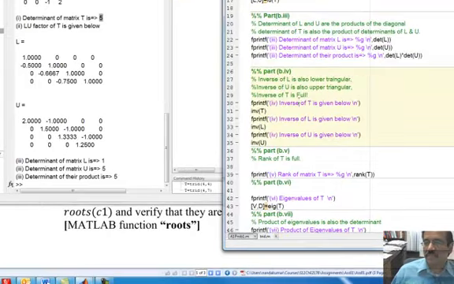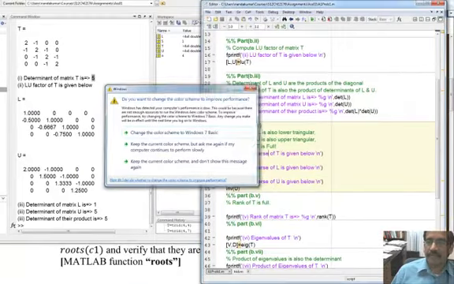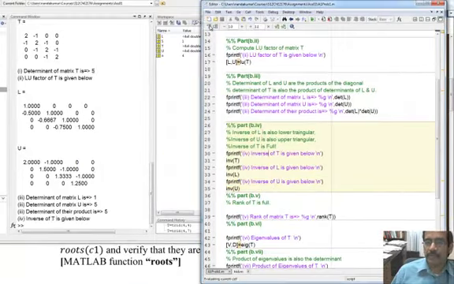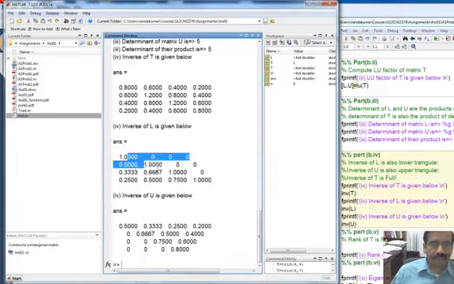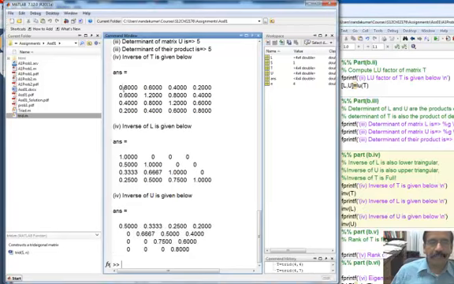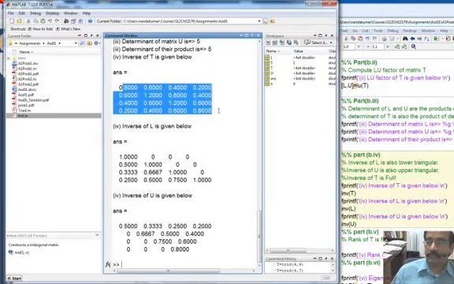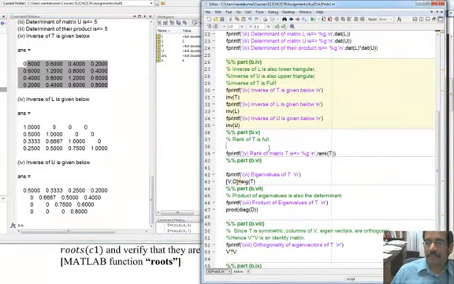Here we are asked to calculate the inverse of T and inverse of L and inverse of U. Okay, so let's execute that. So you'll have inverse of L, which is also lower triangular, inverse of U, which is also upper triangular. And the inverse of T is a full matrix. Even though T is a tridiagonal matrix, inverse of T is a full matrix. And go to the next one.